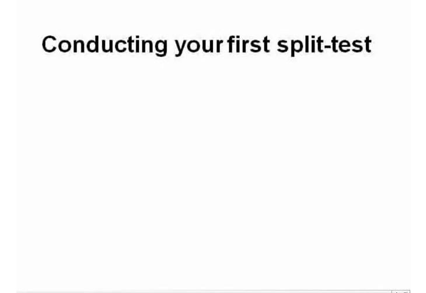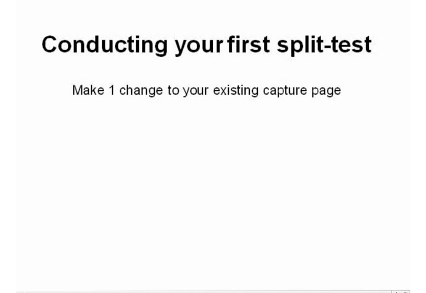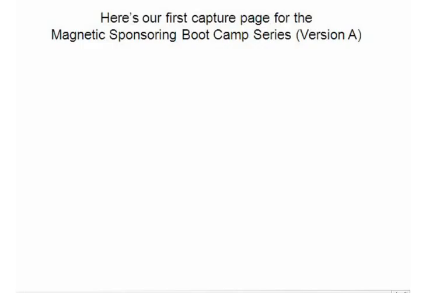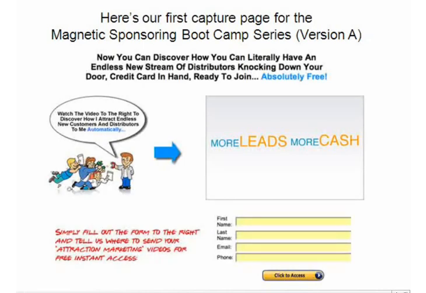So let's talk about conducting our first split test real quick. What we want to do is make one very little basic change to your existing capture page. As an example, I've put together a couple of images here from our current magnetic sponsoring system capture pages in our split tests. So what I'm about to show you is a live case study that we've conducted over the last few days. Here's the very first capture page that we have, a screenshot of it, and we're going to call this version A.